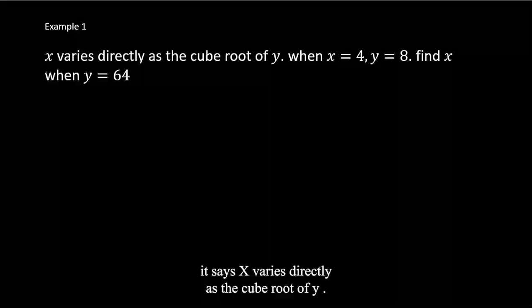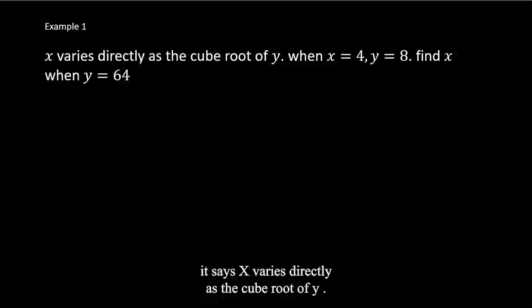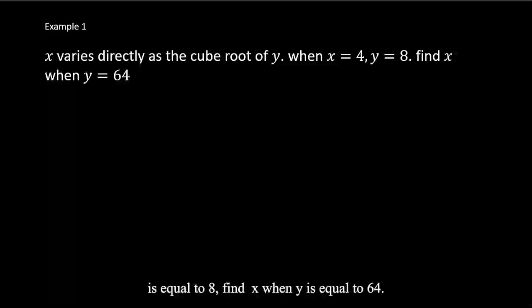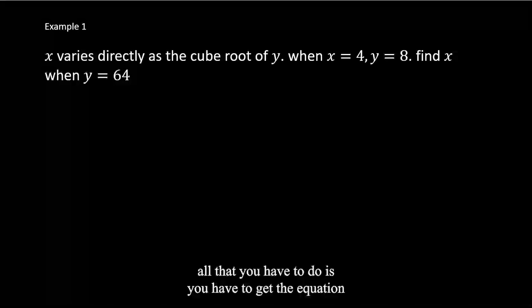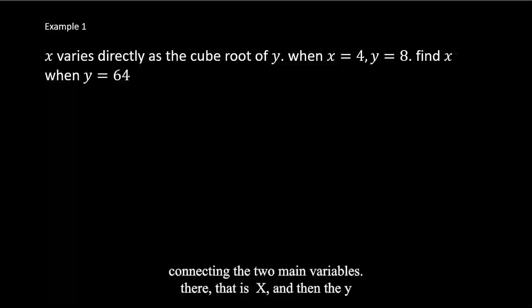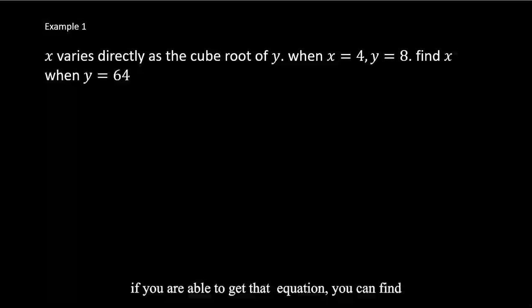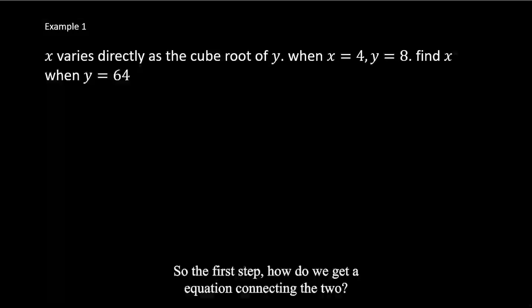Example 1. It says X varies directly as the cube root of Y. Full stop. When X is equal to 4, Y is equal to 8. Find X when Y is equal to 64. Now with this particular question, all that you have to do is get the equation connecting the two main variables, that is the X and then the Y. If you're able to get that equation, you can find X when Y is equal to 64. So the first step, how do we get an equation connecting the two?